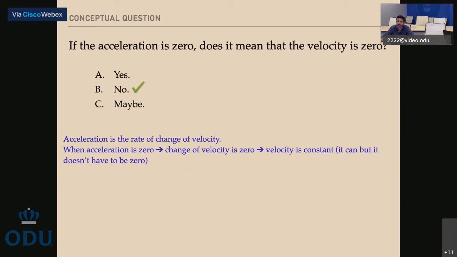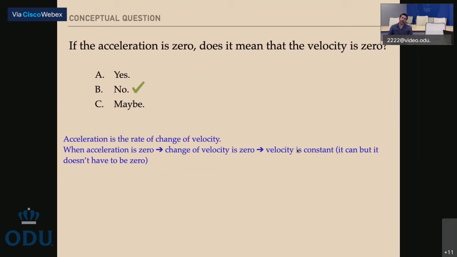All right. So the answer is no, of course not. The acceleration is a change in the velocity, right? If the acceleration is 0, that means that the change in velocity is 0, which means that the velocity itself is constant, right? That means the velocity is not changing. But it can have a non-zero value. It can be constant at any value.